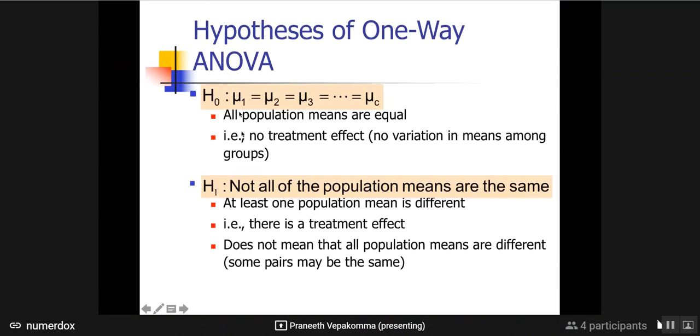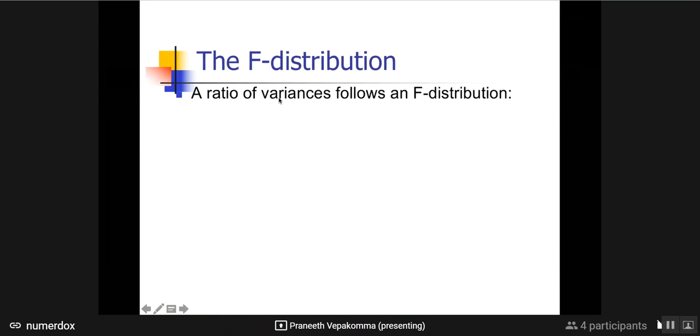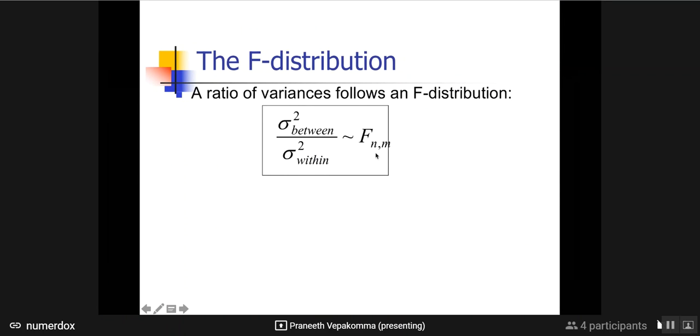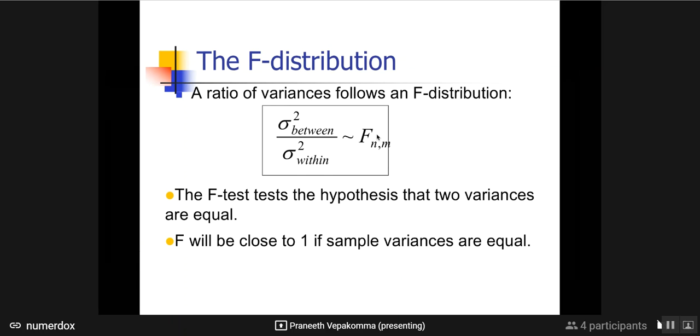So you define null and alternate for ANOVA. We know our ratio. This is our test statistic, and we know it follows this distribution. So you know the shape of this curve. You can compute this from your data. Then you see in the shape of the curve, is it falling in a high probability region or a low probability region? If it is in the high probability region, then H0 is true. Low probability region, H1 is true.